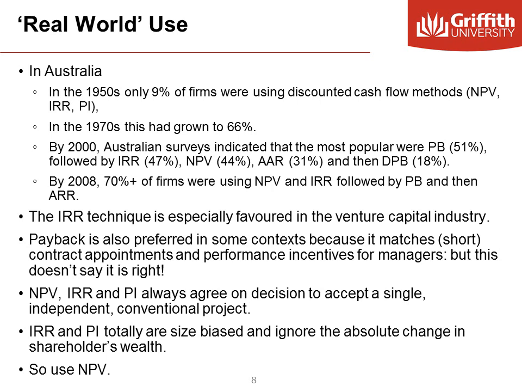When deciding between mutually exclusive projects, IRR and PI ignore the size of the project and should not be used. Ultimately, when in doubt, use the NPV.